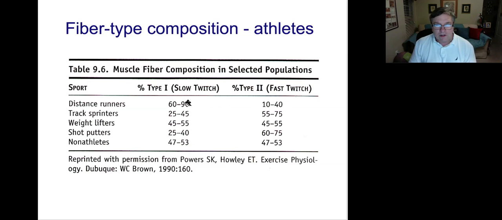We could get a small movement of type 1 fibers to type 2As, but it's only about 10%. So you can see at either end of the spectrum, you can't really turn a true power athlete into an endurance athlete and vice versa.